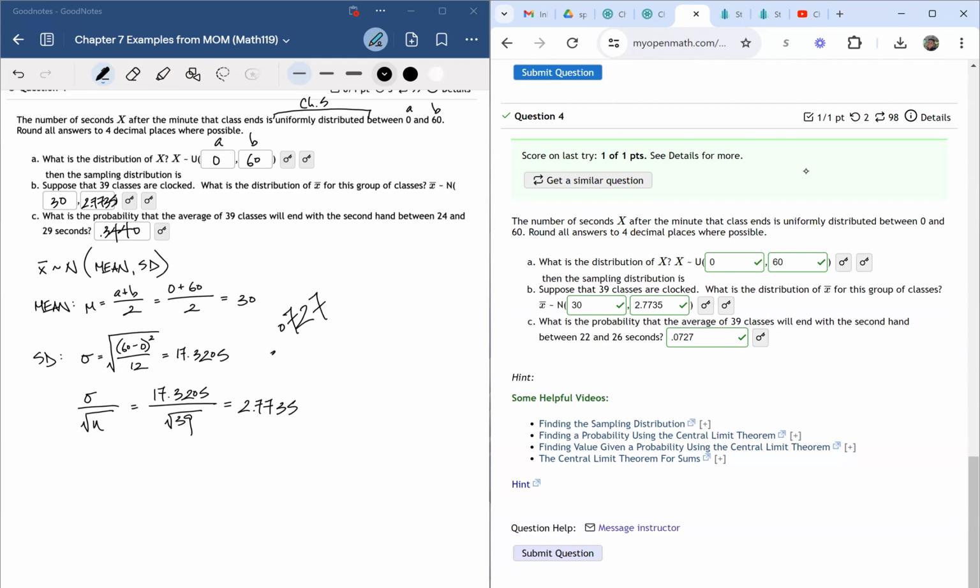Hopefully this helps clarify the difference between if we have it already normally distributed versus if we're looking at a uniform distribution. One last thing: the reason we can use the central limit theorem is because we have 39 classes in our sample. If we were only looking at, let's say, 29 classes, we couldn't do this problem because the central limit theorem would not apply. It's okay that it's uniformly distributed, but it has to have at least 30 samples if that's the case.